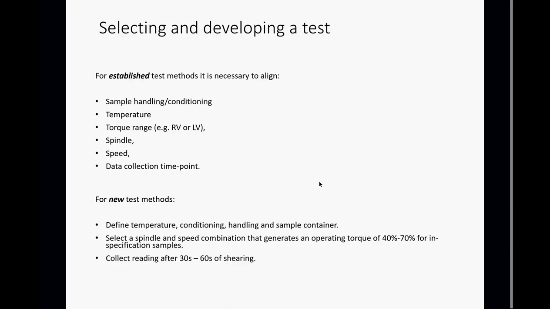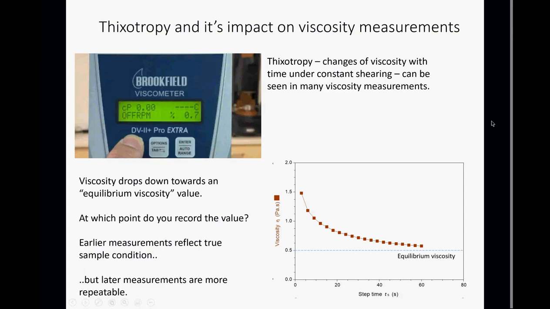And then we typically take a measurement after maybe 30 to 60 seconds. Now, I've given you a bit of a simplified approach here, really, and there's quite a lot of areas to get into. But a couple of things that we need to specifically watch out for with this type of test is, firstly, what's the impact of having a thixotropic sample? So what happens if a sample's viscosity changes throughout the measurement?